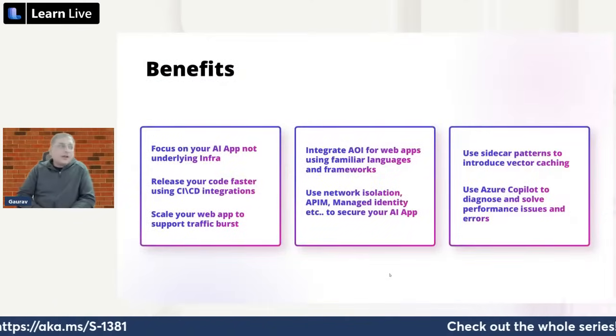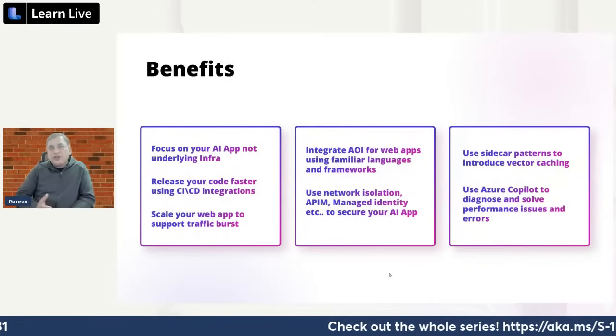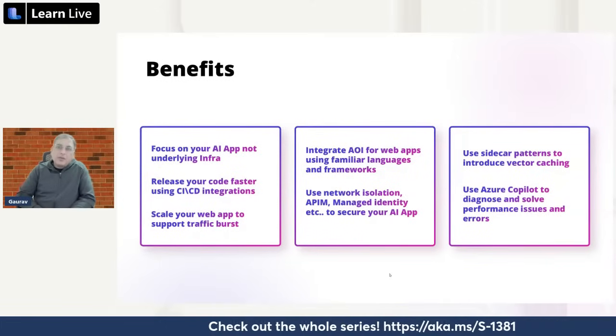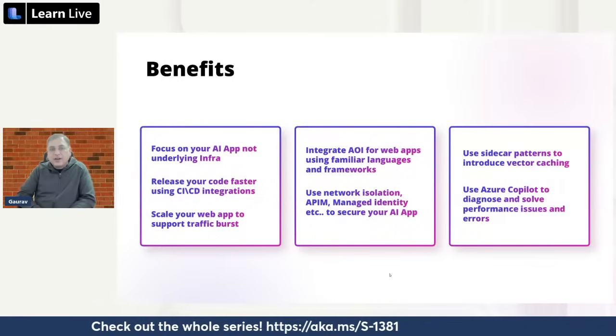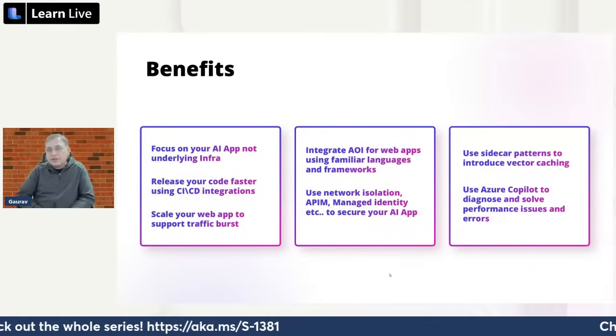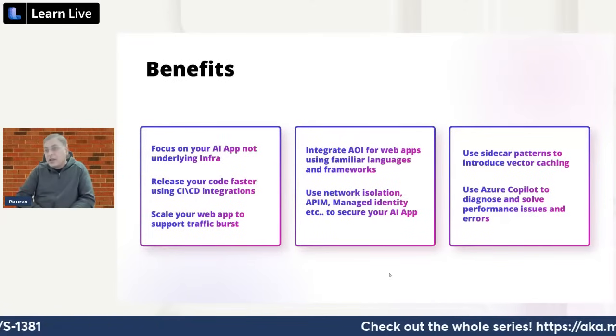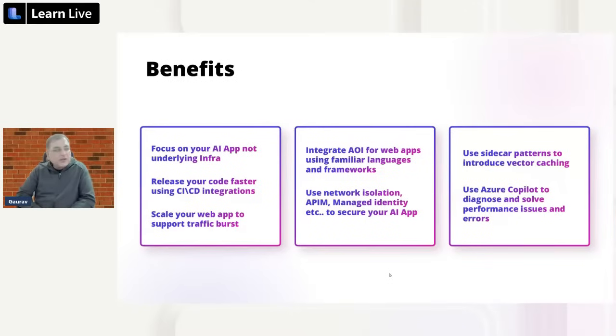So, a quick call out about the benefits of why you should be deploying your web applications that utilize generative AI capabilities on App Service. First and foremost, you could just focus on your AI app and not worry about the underlying infrastructure. You could release your applications way faster with inbuilt CI/CD integrations. You can scale your web applications using multiple options that we provide. It could be manual scaling, rule-based scaling, or automatic scaling.